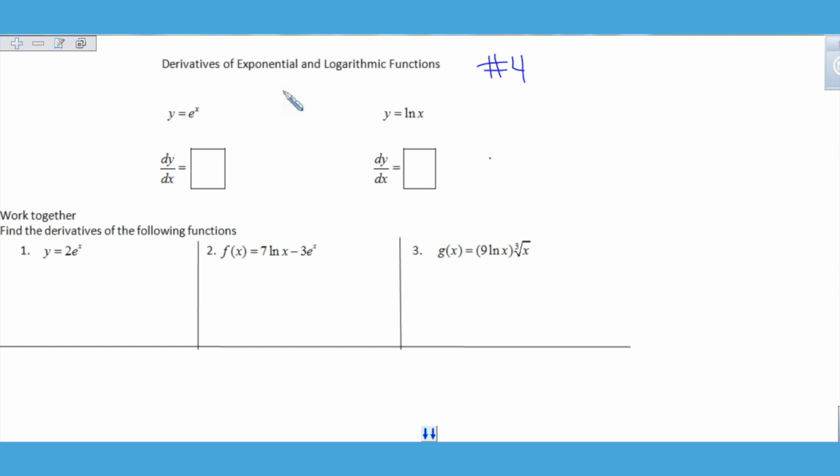We're going to start off with just e to the x and natural log and talk about them and how to work that into what we've already done. And then in a few days, we're going to talk about a little bit more complicated exponential and log functions, but we don't need to get too complicated right now.